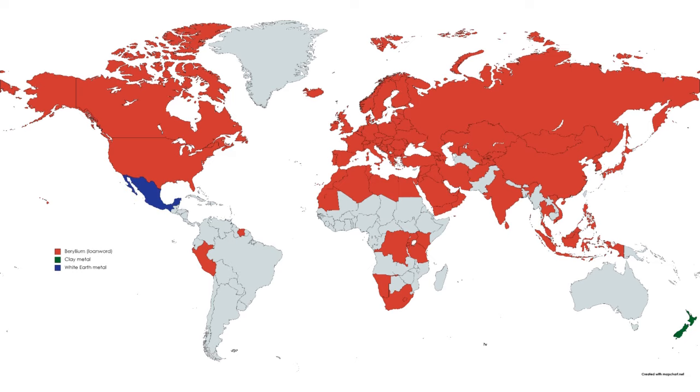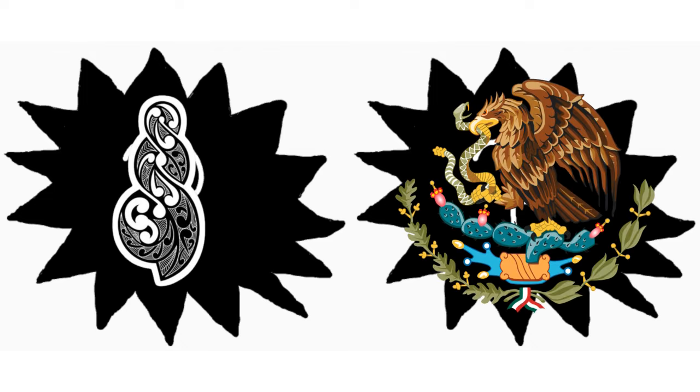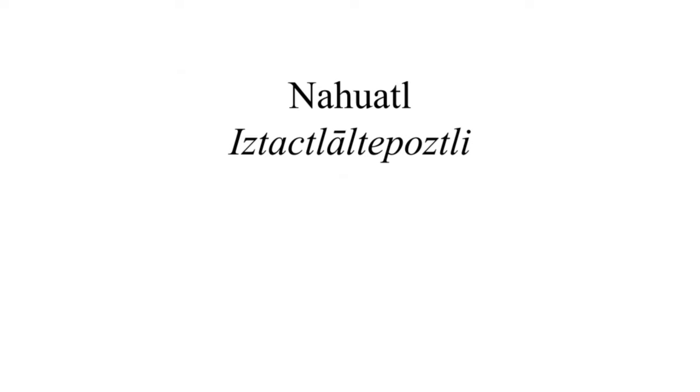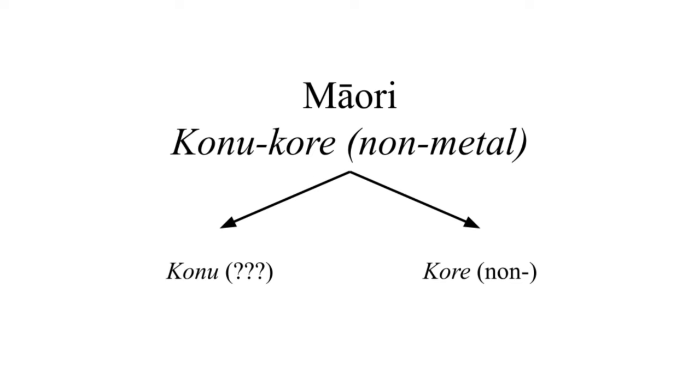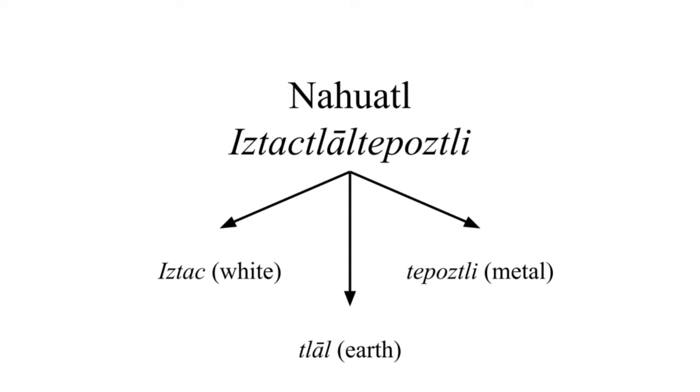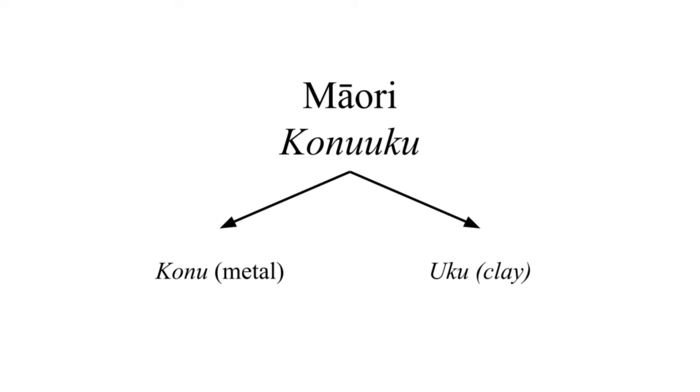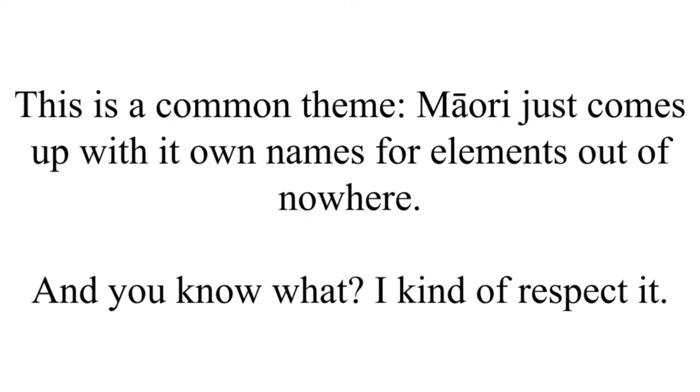It's just that simple. Beryllium is also almost entirely unified, with two exceptions. Can you guess who? The Maori is Konuuku, and the Nahuatl is Iztaccaltepozcli. The good news is that Konu and Tepozcli both just mean metal, so I only have one part to look up. Well, technically it never said that Konu means metal, but it said that Konu kore means non-metal, and that kore means non, so. Iztac means white, and tlal means earth, so white earth metal, and uku means clay, so clay metal, which makes it the same as the Polish word for aluminum. Did I already say Maori has a disregard for common practice?